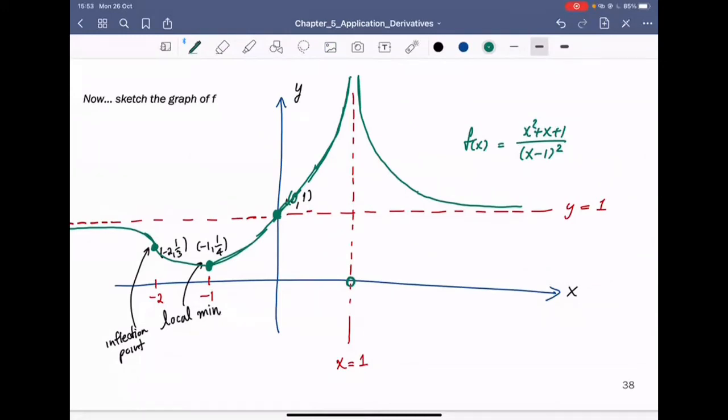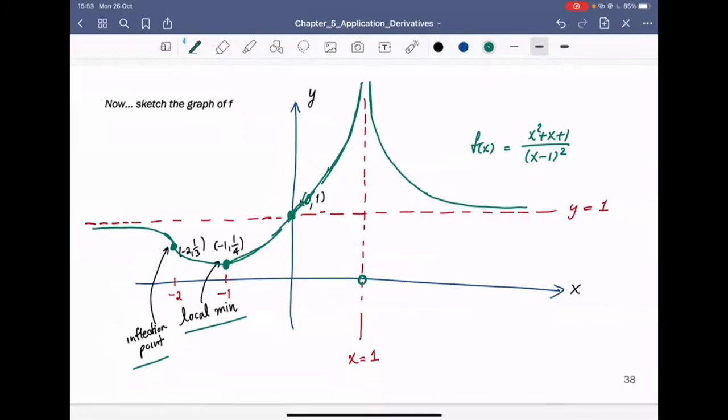Well, if you screw up a little bit, you're going to see that your local min and inflection point are not going to be this point. But for this question, everything is perfect. So we just have here, for sure, this is our local min, and here this is also an inflection point.